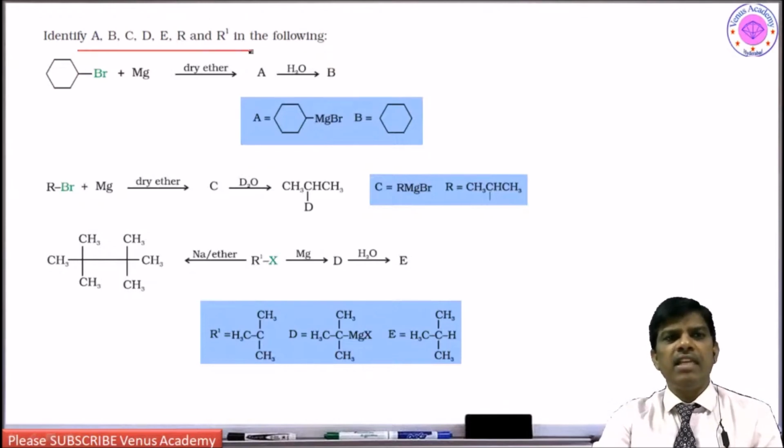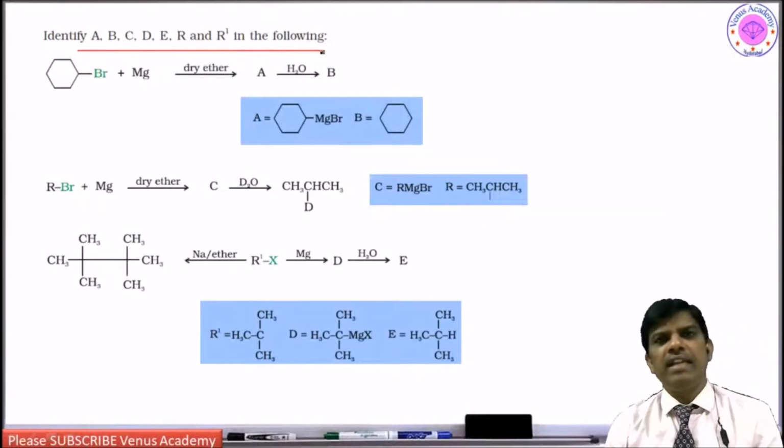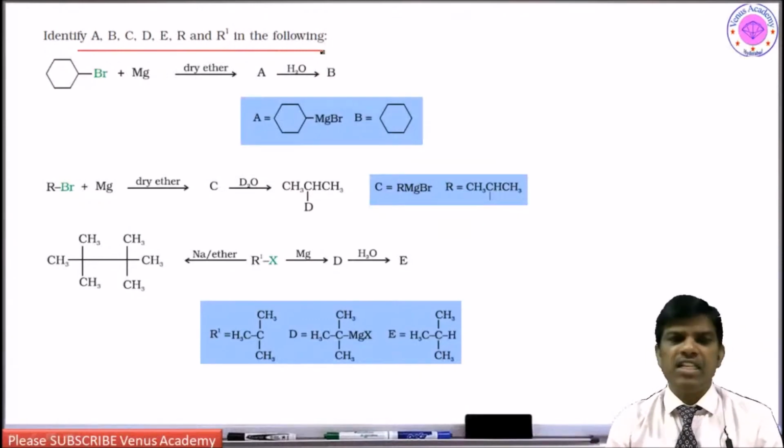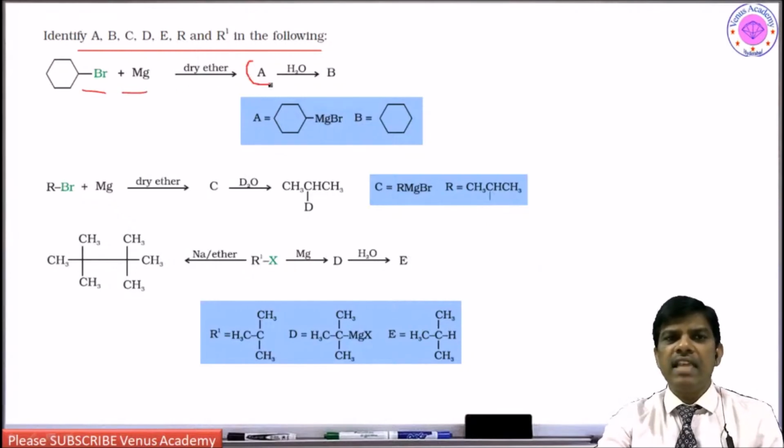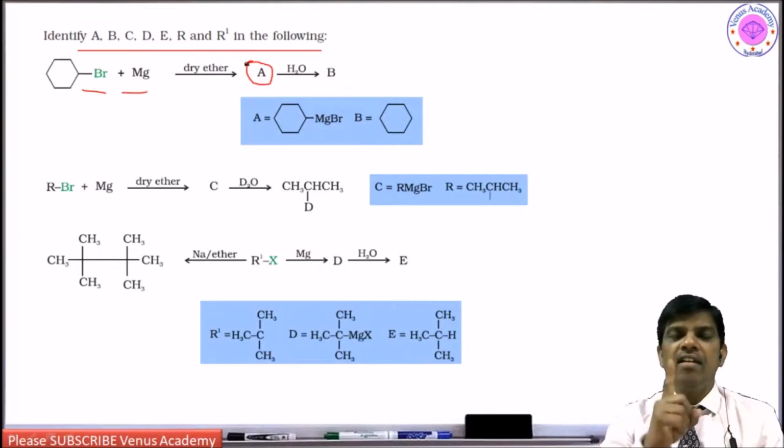Find A, B, C, D, E, R prime. This type of question you are usually going to get in board exams as well as in NEET, JEE or whatever entrance exams. So don't worry. When you treat an alkyl halide with magnesium in dry ether, what is this A? You are going to get a Grignard reagent, an organometallic compound.